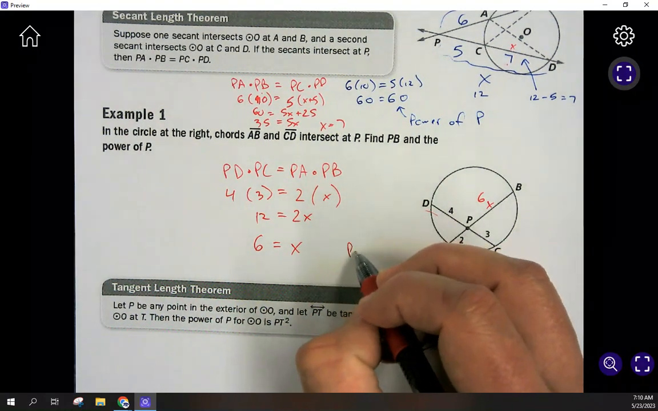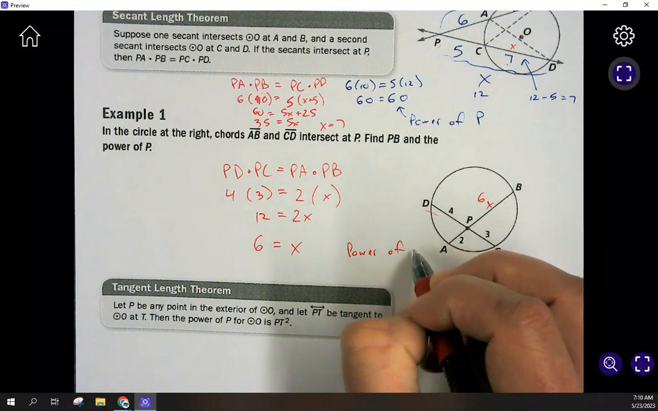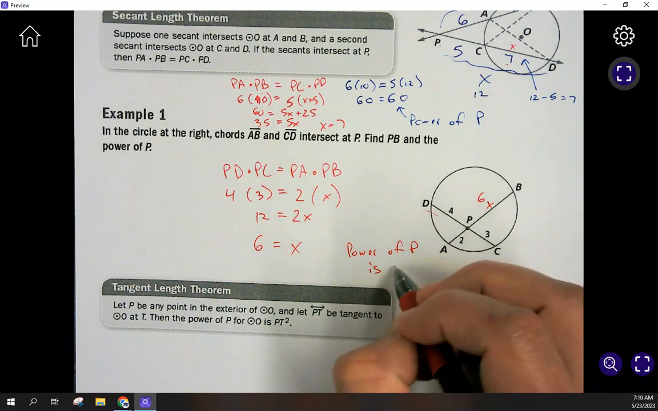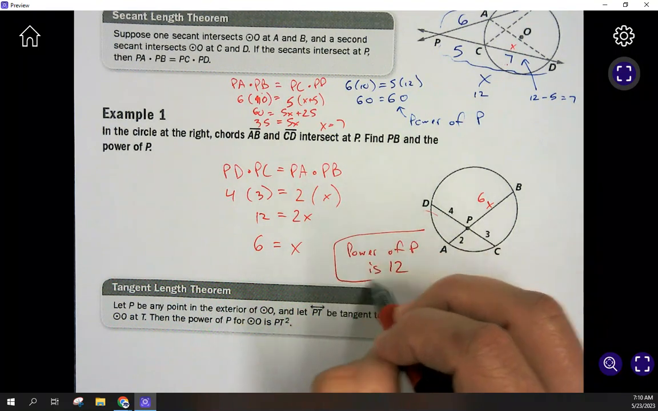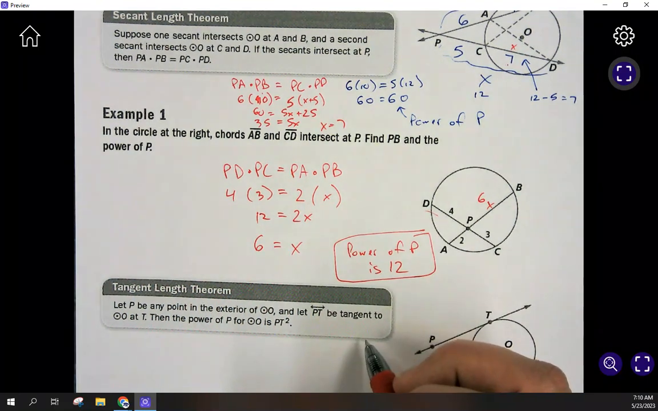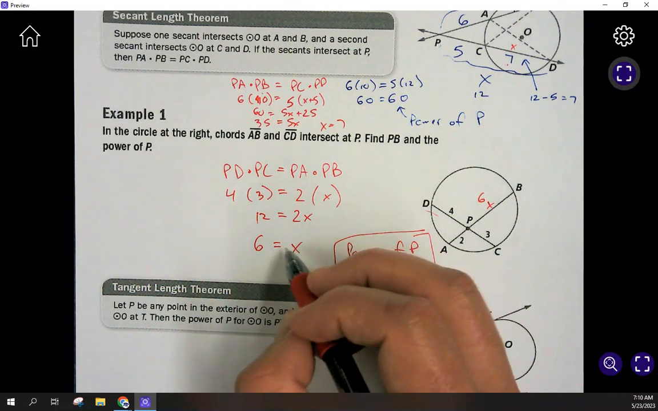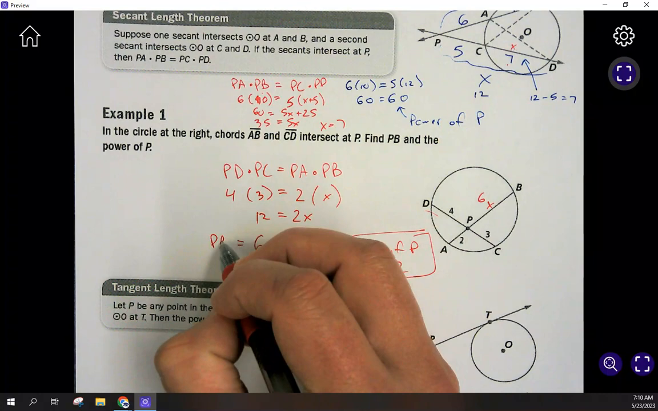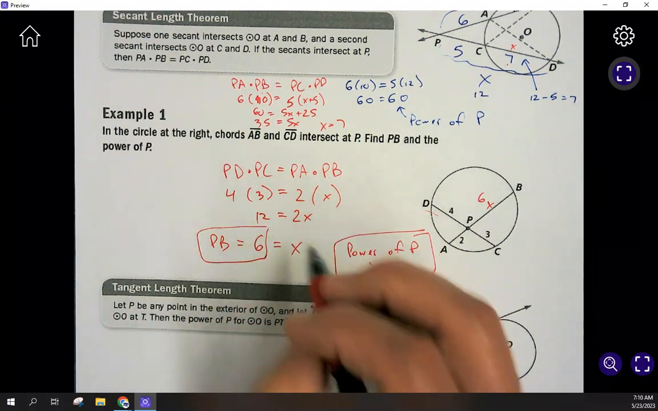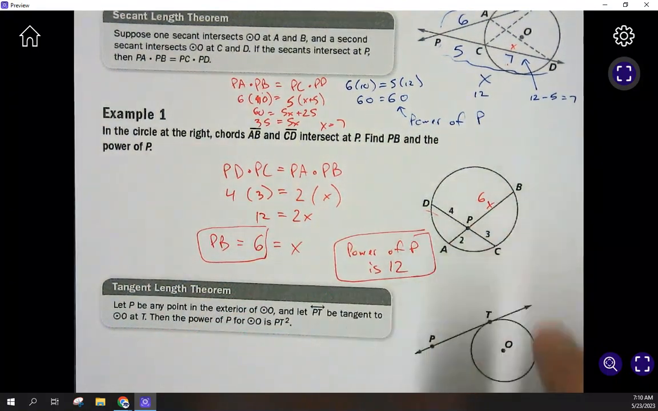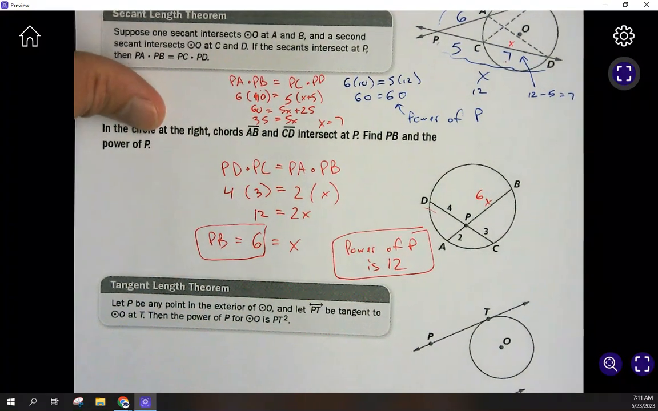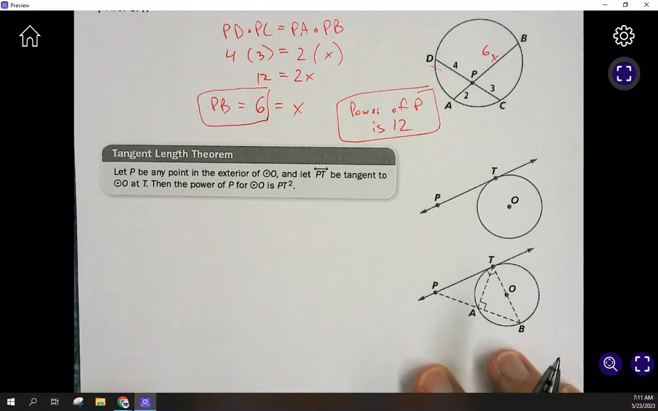Okay, so the power of P is whatever they both multiply to, and that is 12. So the power of P is 12. And we solve for x here. That is equal to PB. So PB equals 6. So it looks a little bit different when the point's on the inside. It's actually easier. And so we'll do a couple more of those examples on the back. But now let's see what happens when we have a tangent.